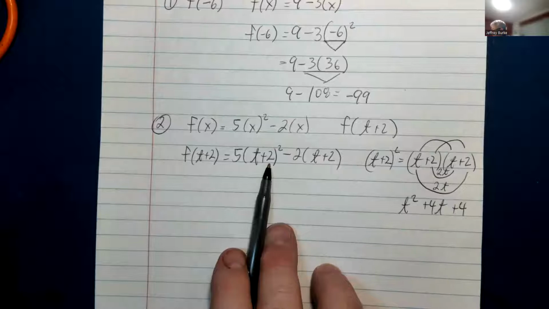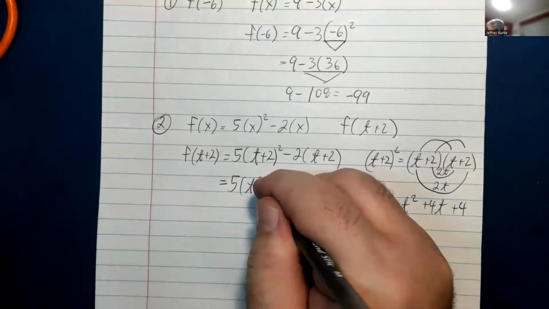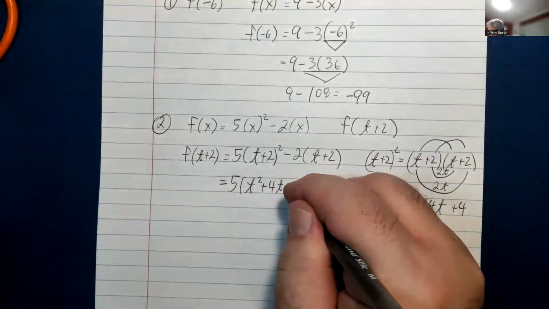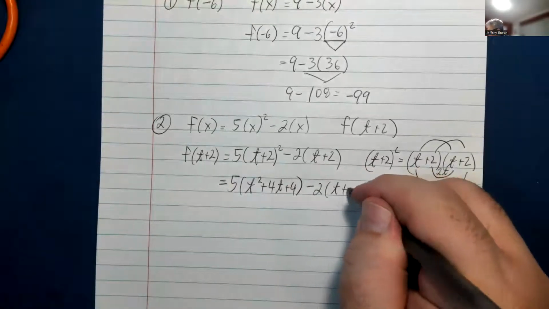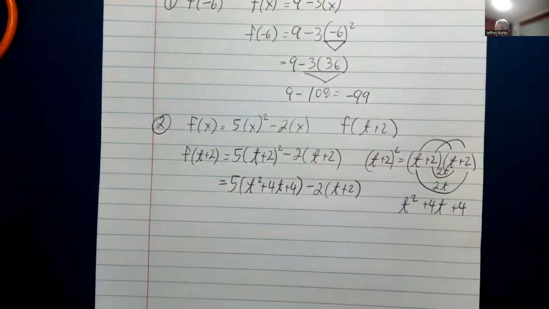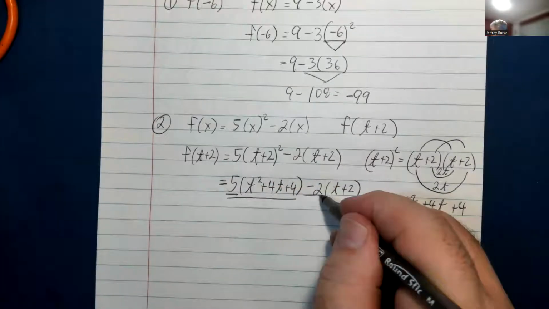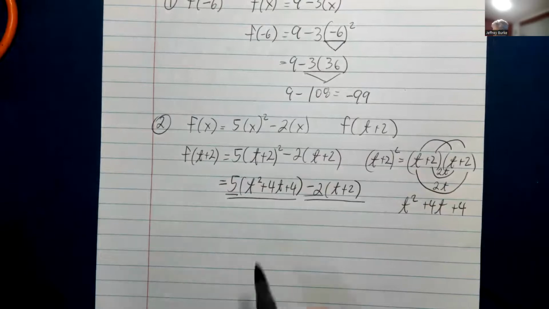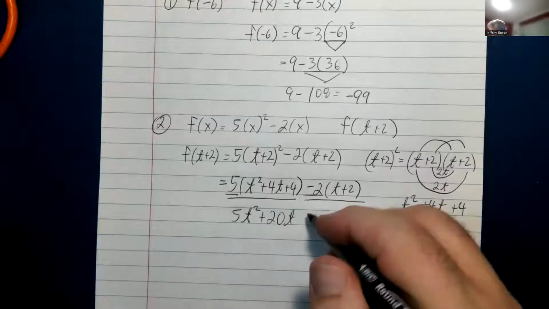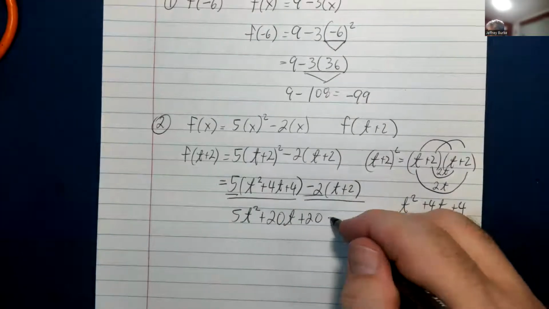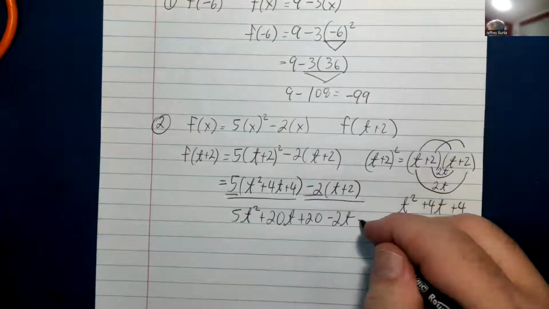So I'm going to replace this quantity with 5 times t squared plus 4t plus 4, and then continue to write minus 2 times t plus 2. To continue evaluating, I need to distribute 5 through this and distribute -2 through here. This will give me 5t squared plus 20t plus 20, and then minus 2t, because -2 times t is minus 2t, and -2 times positive 2 is minus 4.